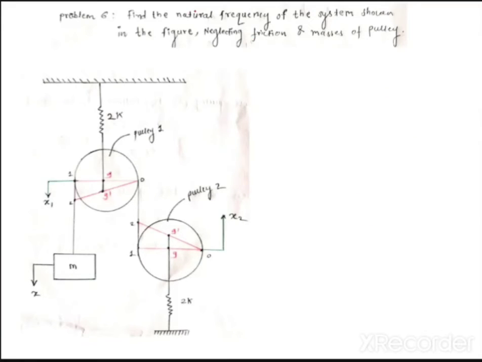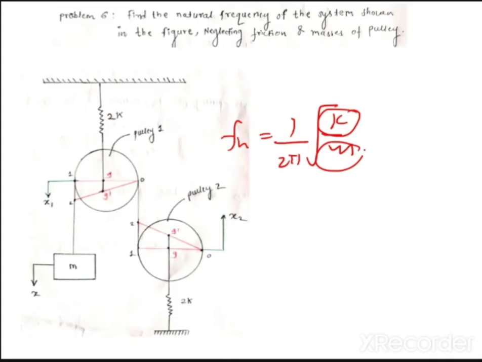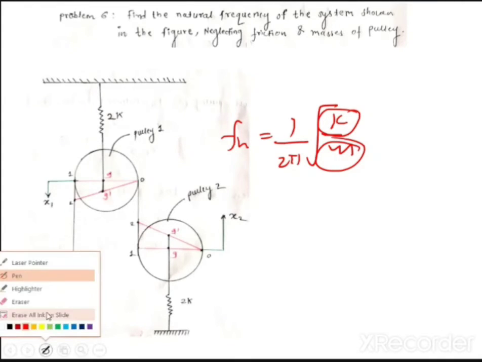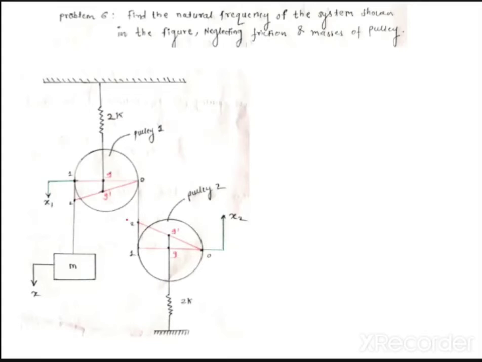They are just expecting you to find the natural frequency fn equal to 1 upon 2 pi square root of k by m, so always it will be in terms of k and m. Let us start. Now this center which I have drawn in red color is actually not given. The problem only gives you pulley 1 and pulley 2.